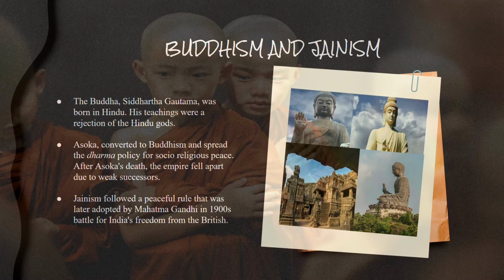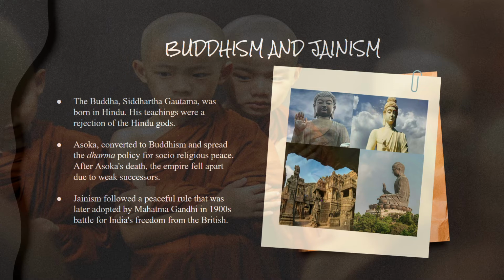Buddhism and Jainism. The Buddha, Siddhartha Gautama, was born in Hindu tradition. His teachings were a rejection of the Hindu gods. The Mauryan Empire extended to encompass most of the Indian subcontinent. Its most famous ruler, Asoka, converted to Buddhism and spread the Dharma policy for social and religious peace.